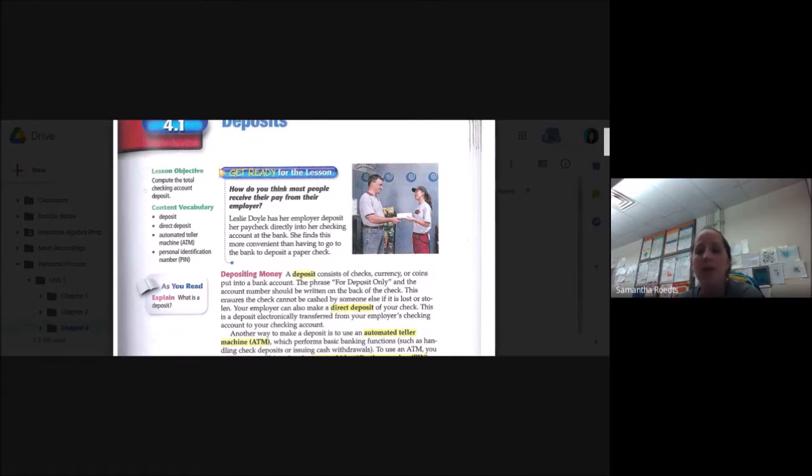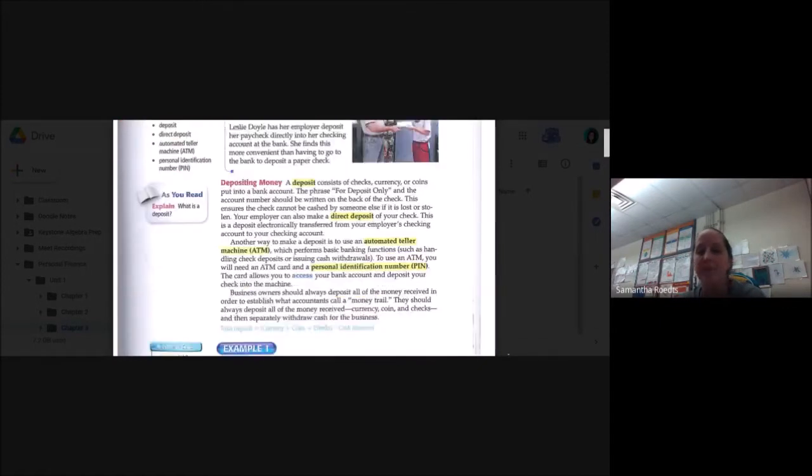Your employer can also make a direct deposit of your check. Usually when you go to work, you have the option to either receive a physical check from your job, or most jobs nowadays actually do direct deposit. So your money goes directly into either a checking or a savings account. This is a deposit electronically transferred from your employer's checking account to your checking account.